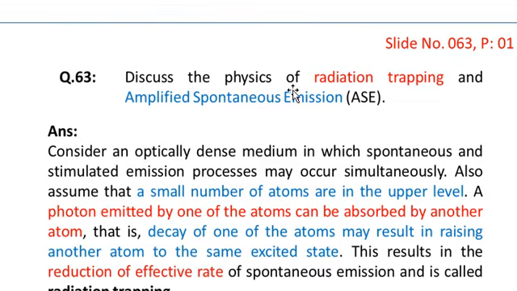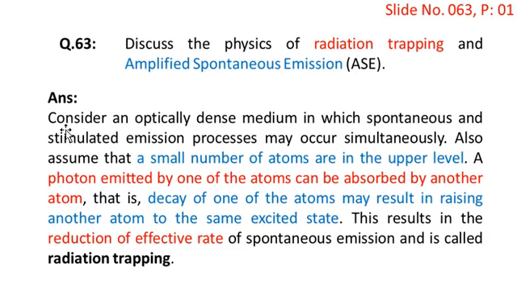Question is, discuss the physics of radiation trapping and amplified stimulated emission, abbreviated as ASE. The answer is, consider an optically dense medium in which the spontaneous and stimulated emission processes may occur simultaneously. Also assume that a small number of atoms are in the upper level.